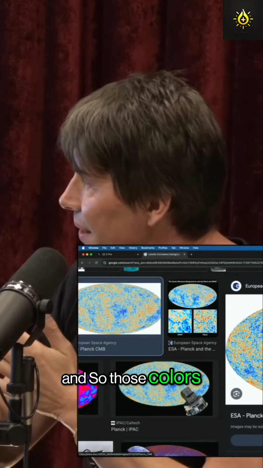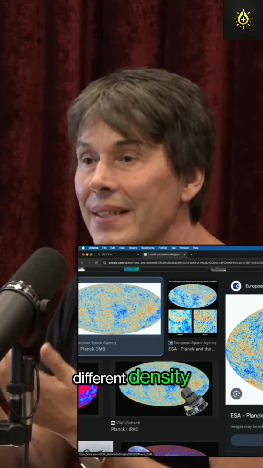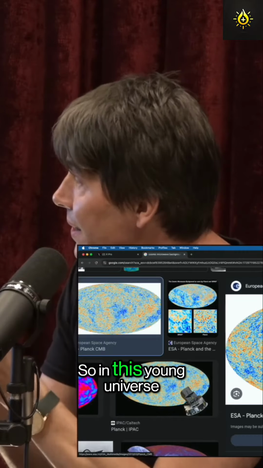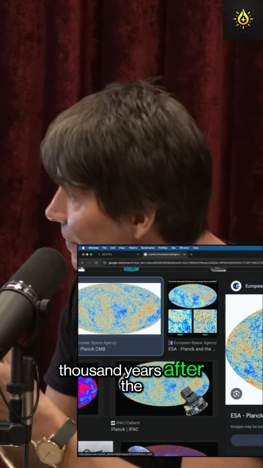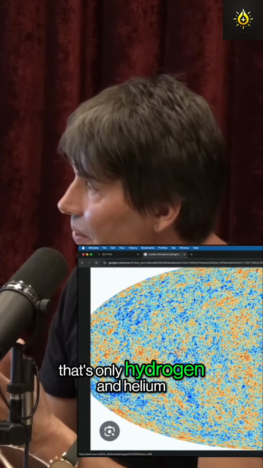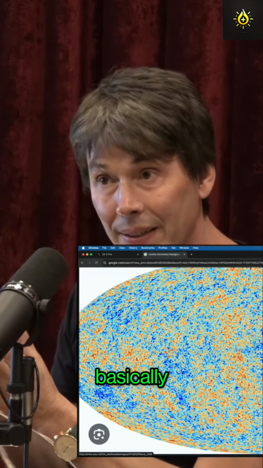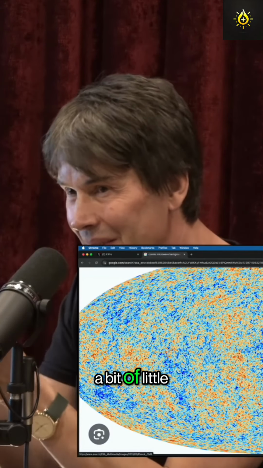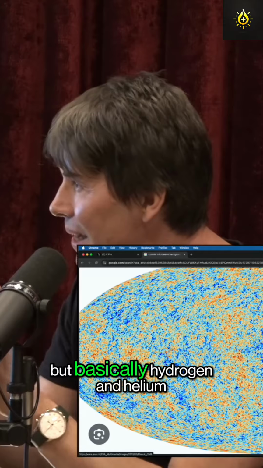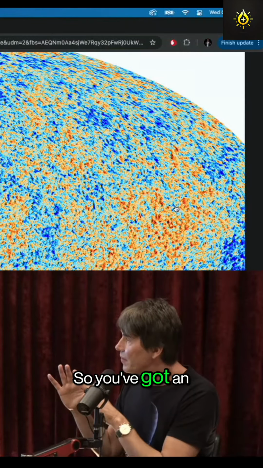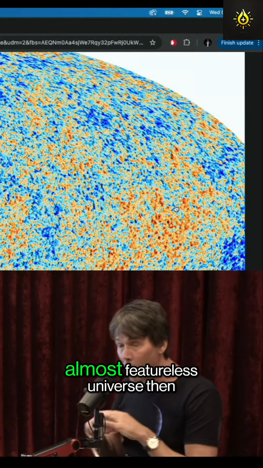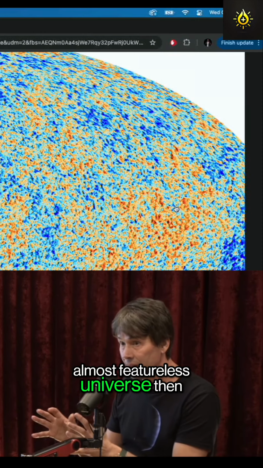So those colours correspond to regions of different density. In this young universe, 380,000 years after the Big Bang, there's only hydrogen and helium gas, basically, and a bit of lithium, some of the lighter elements. So you've got an almost smooth, almost featureless universe then.